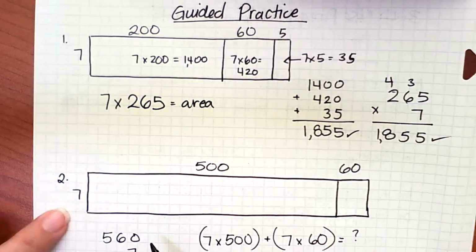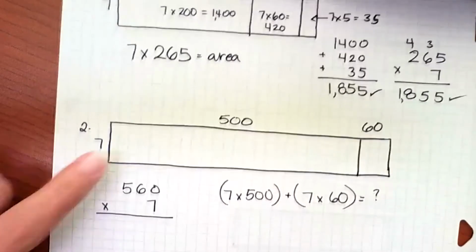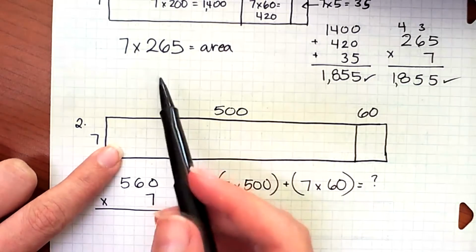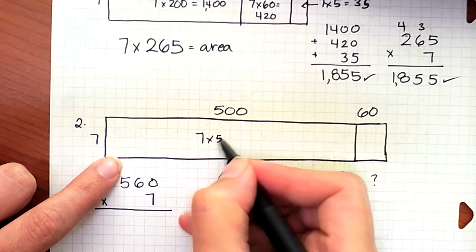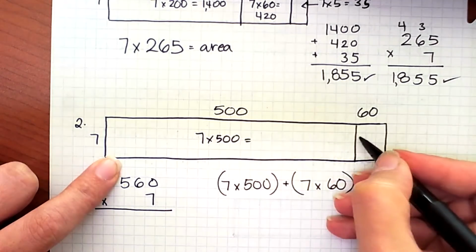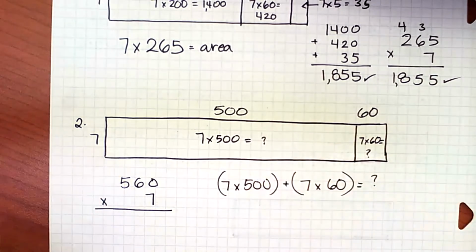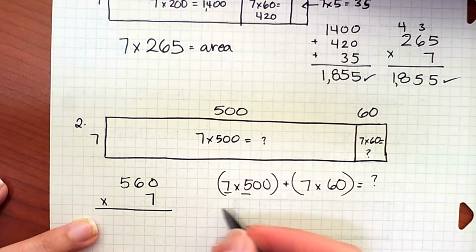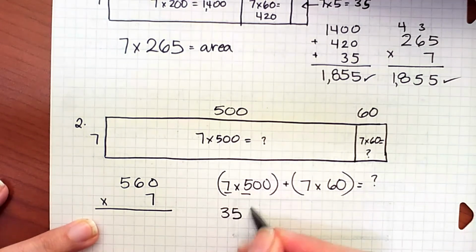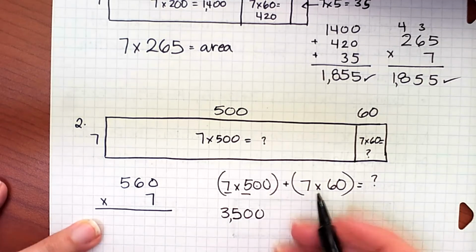Now for number 2, it says multiply, use the area model and partial products. So here's my area model. Here's my partial products. So over here, I need to do 7 times 500 to find an answer. Here, I need to do 7 times 60 to find my answer as well. So I'm going to use what I know. I'm going to use my basic facts first. So 7 times 5 is 35, and I have 2 zeros here. So I'm going to add 2 zeros onto my number because we're multiplying by multiples of 100.